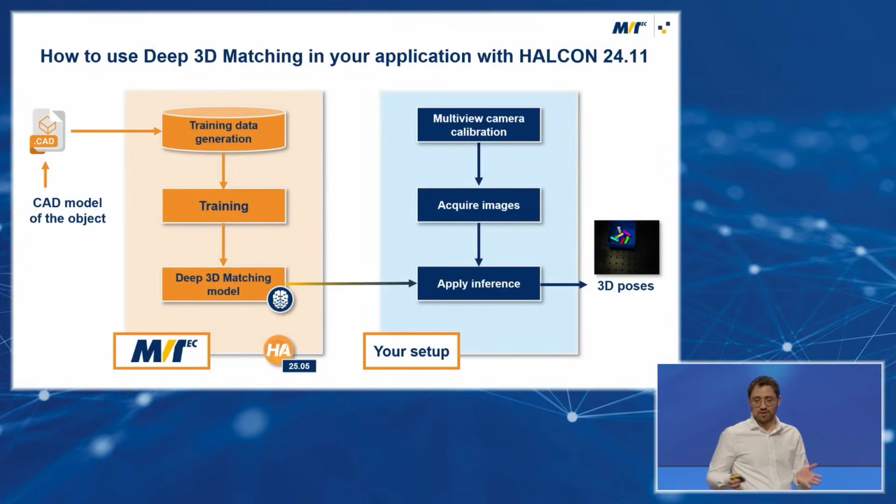Just to summarize everything: give us the CAD file. At the moment, we will train the model for you. What you have to do is calibrate your setup, run the inference, and you get the poses. This is the workflow, again, for HALCON 2411. And starting with HALCON 2505, you will also be able to train the models yourself.